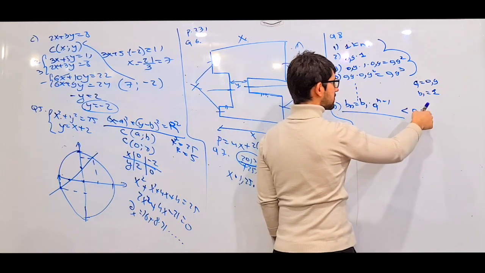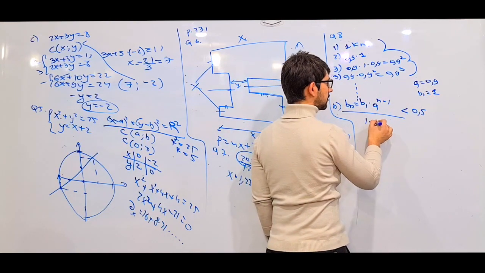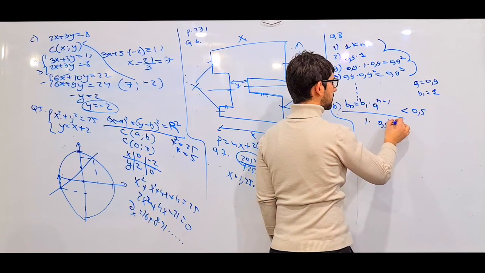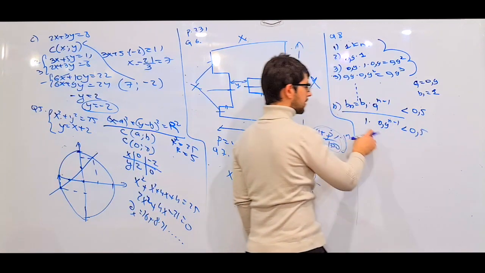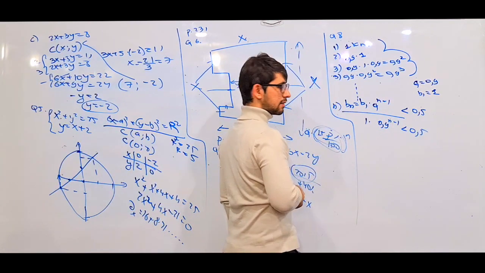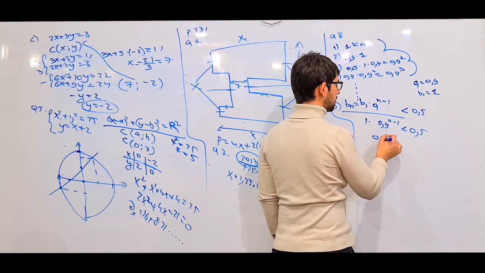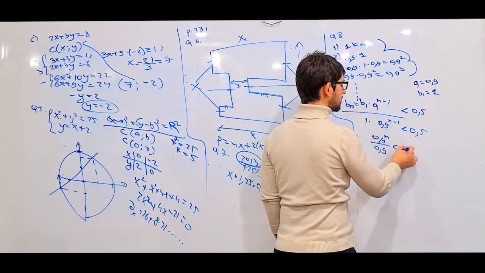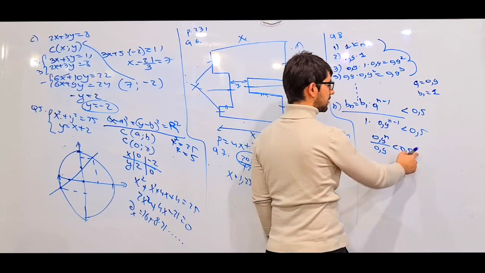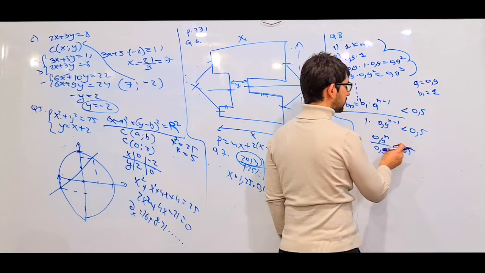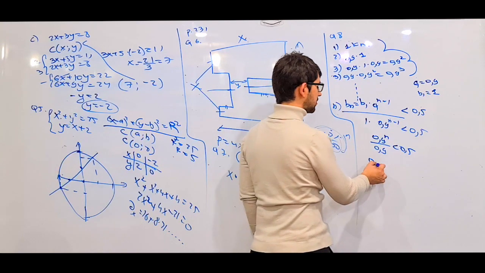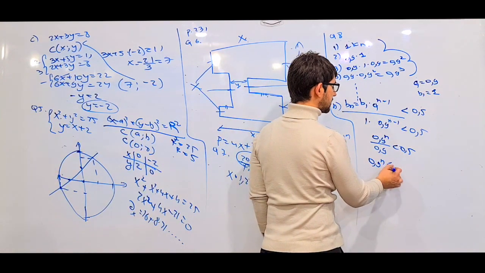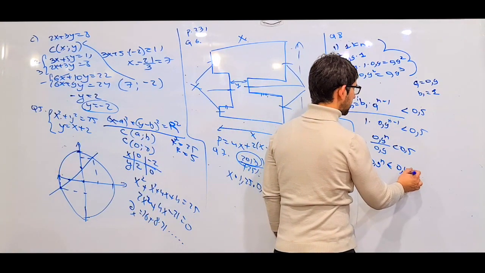This one should be less than 0.5. b1 is 1. 1 multiplied by q, 0.9 on the power of n minus 1, less than half. So this one is not necessary, right? 0.9 on the power of n divided by 0.9, n minus 1, less than 0.5. You multiply it to the other side because it's a positive number, your sign won't change. 0.9 on the power of n is less than 0.45, right?